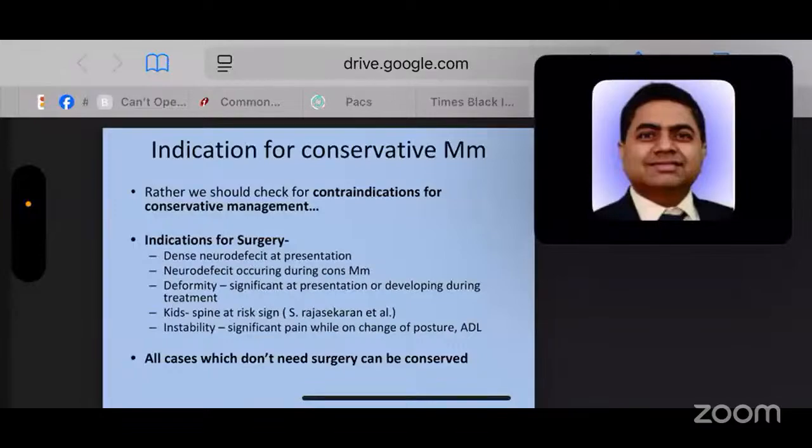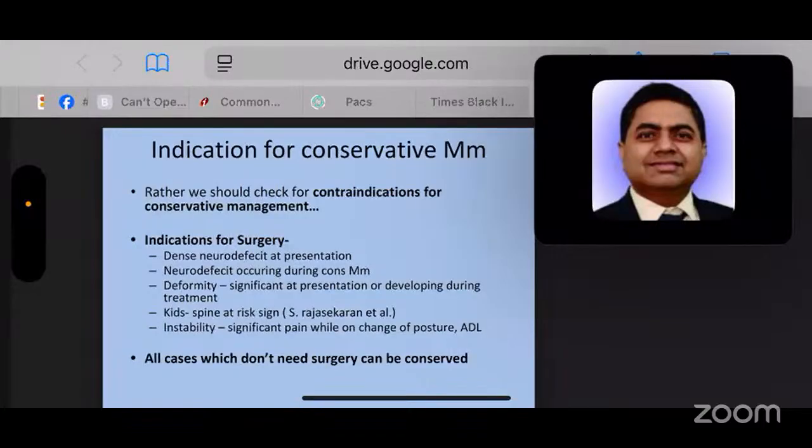Same thing for deformity. A deformity that is very significant to begin with, or which is occurring during presentation, which is an impending deformity. These need surgical intervention. And the kids' sign, the spine-at-risk sign proposed by Dr. Raj Shekharan, is to be taken into consideration. Another important indication for surgery is instability.